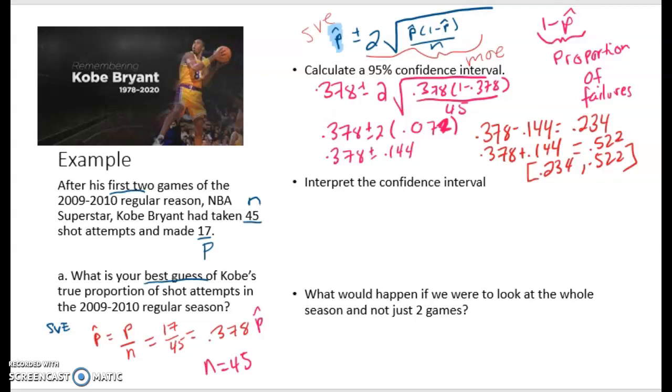Okay, so now that we've calculated the confidence interval, you're ready to interpret, which hopefully by now, after seeing it multiple times, you're kind of getting the hang of interpreting the confidence interval. So we always start with, we are 95% confident.